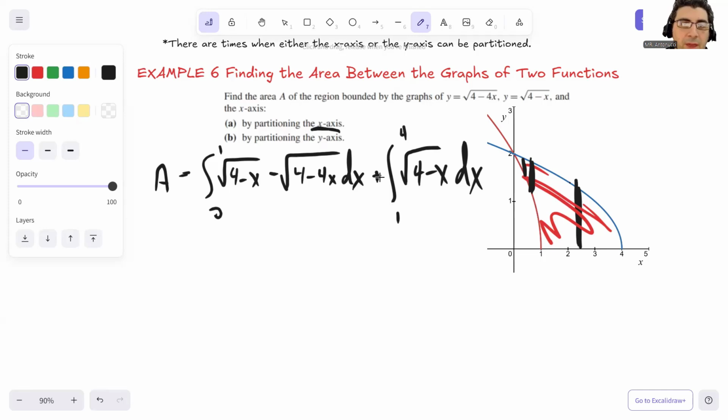All right. Then we could anti-differentiate, plug in the limits, and subtract, and you would get 4.